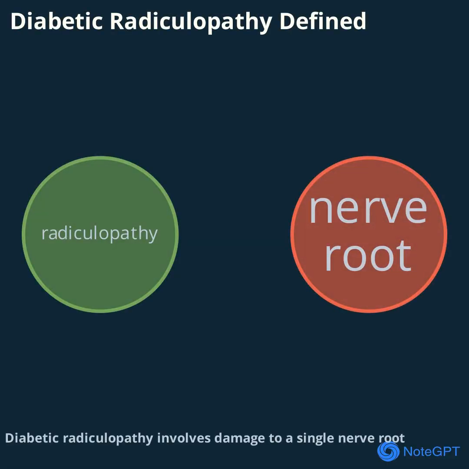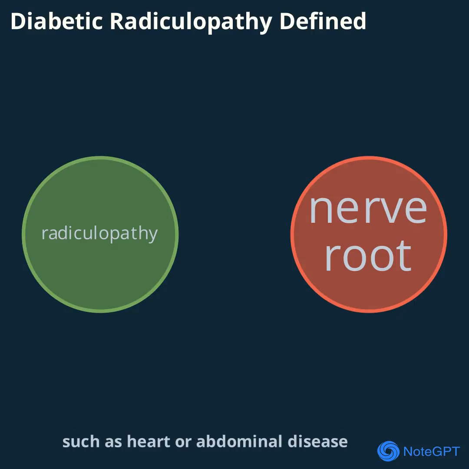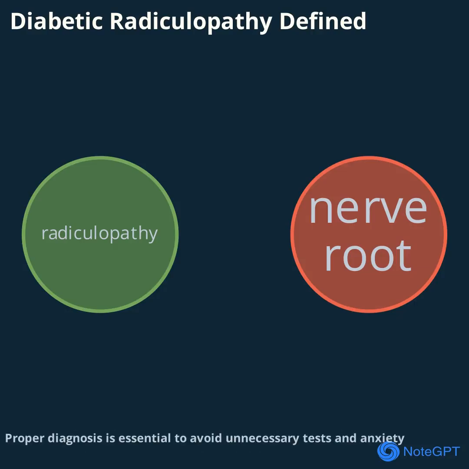Diabetic radiculopathy involves damage to a single nerve root, often in the chest or abdomen. Patients experience sudden severe pain on one side which does not cross the midline and is often worse at night. The pain may be accompanied by changes in skin sensation or muscle weakness. While the condition is self-limited and usually resolves in weeks to months, it can be mistaken for other serious problems, such as heart or abdominal disease. Proper diagnosis is essential to avoid unnecessary tests and anxiety.